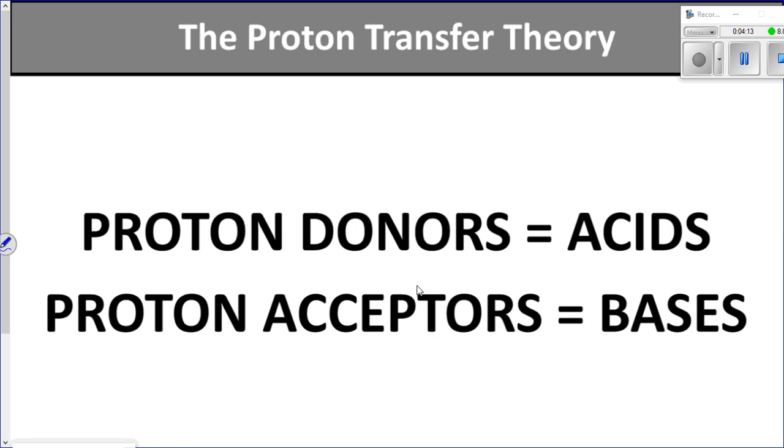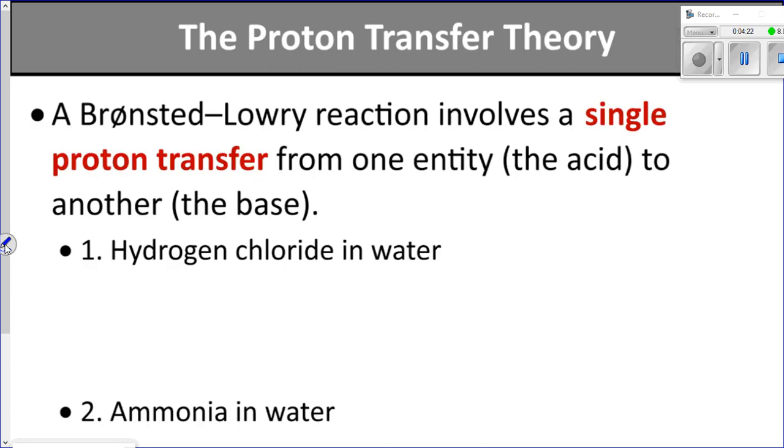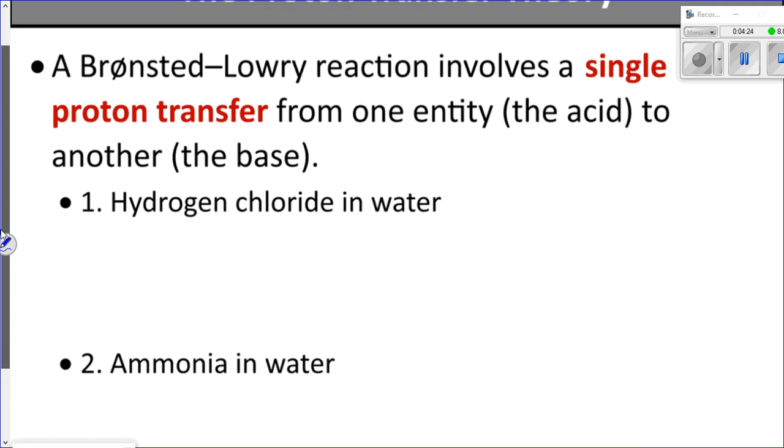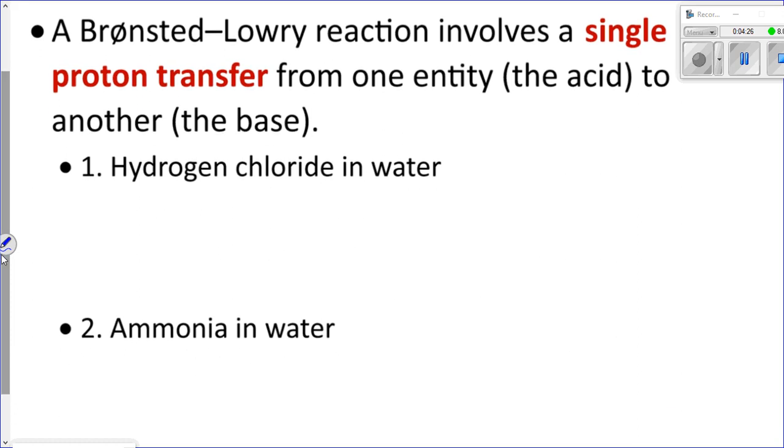This is the key idea you want to take away from the Bronsted-Lowry concept. Proton donors are considered acids. Proton acceptors are considered bases. Let's show a few examples. A Bronsted-Lowry reaction involves a single proton transfer from one entity, which would be the acid, to another, which would be the base. The acid is always donating that proton to the base.